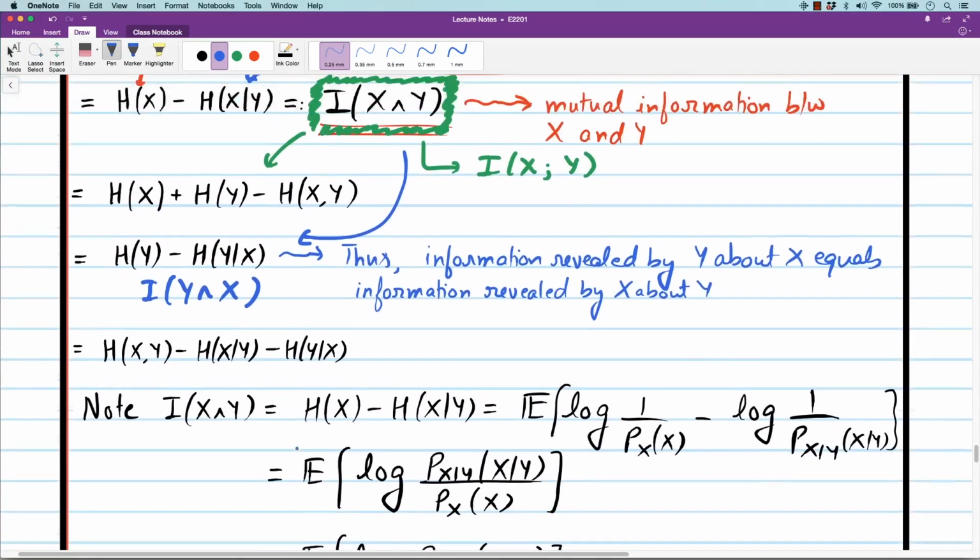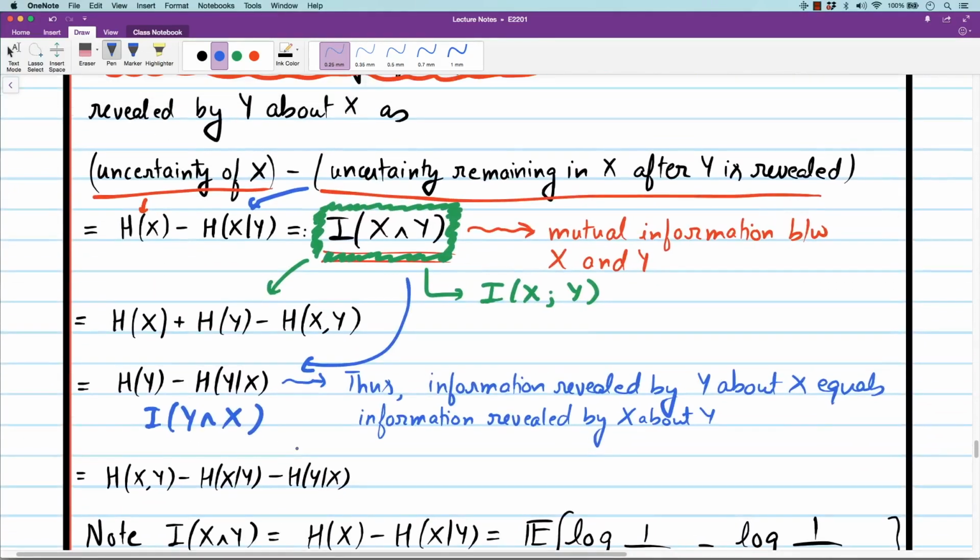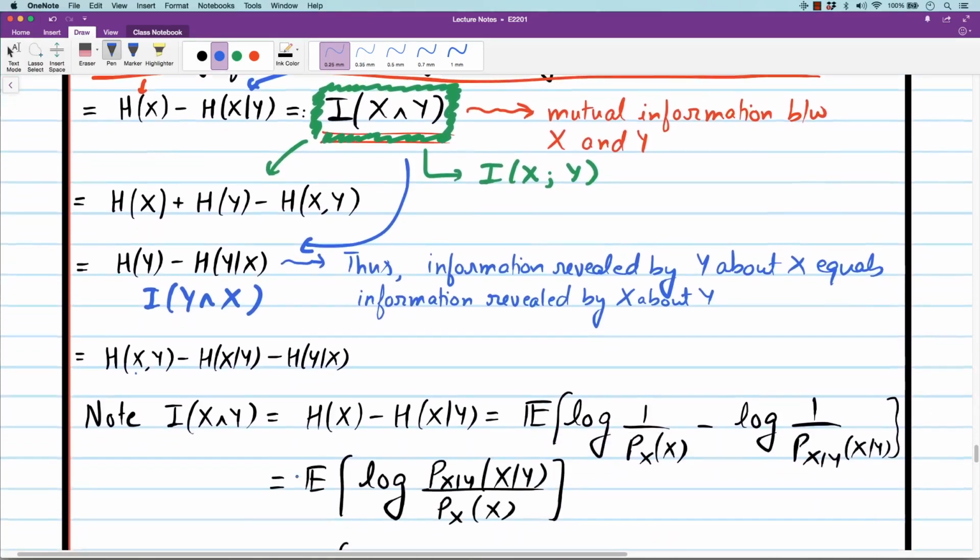There's another alternative expression for the same quantity. You can verify that this is also equal to H(X,Y) minus H(X given Y) minus H(Y given X). That's again mutual information. So there are multiple different expressions for mutual information, and you should work them out and remember all these expressions. All right.